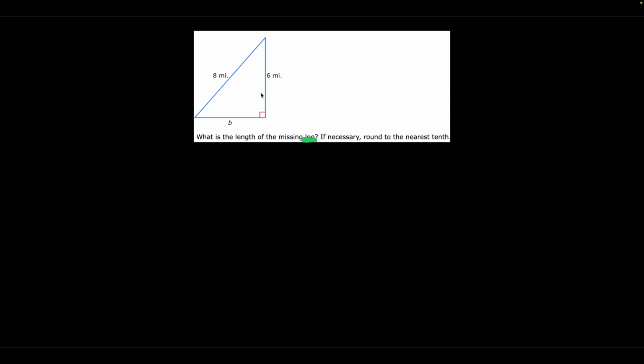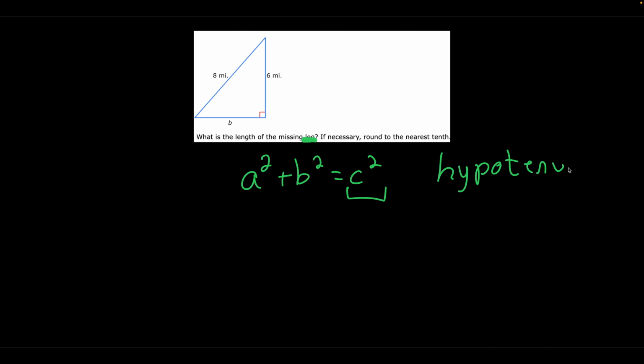Now, Pythagorean theorem is a formula. It says a squared plus b squared equals c squared. C squared is a fancy word called the hypotenuse. The hypotenuse is always directly opposite the right angle. So you find the right angle and you just go straight across. So in this case, 8 is the C.